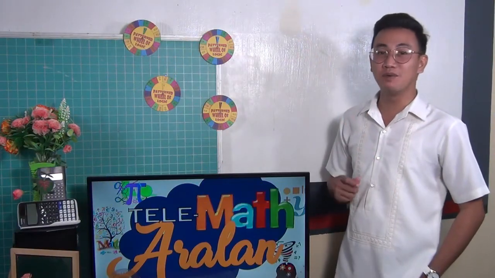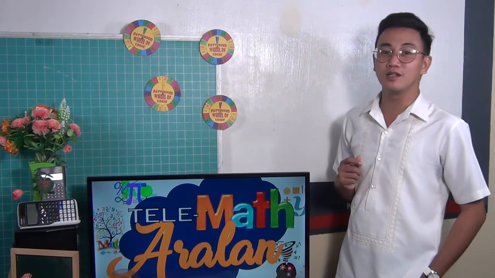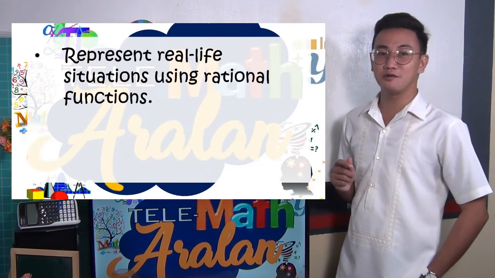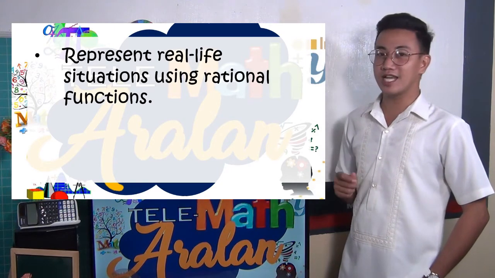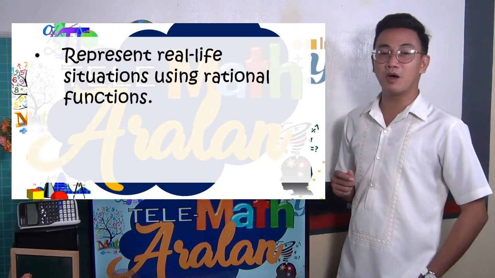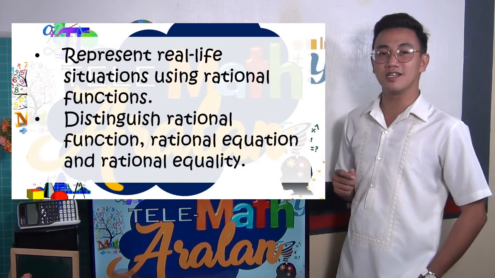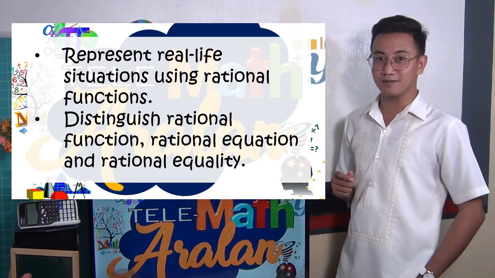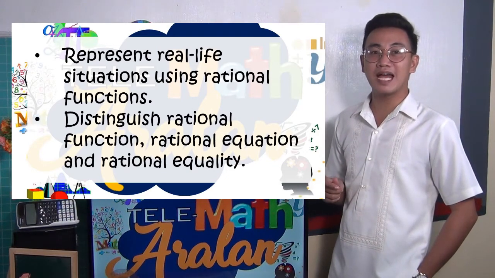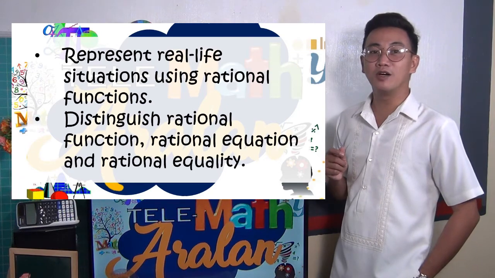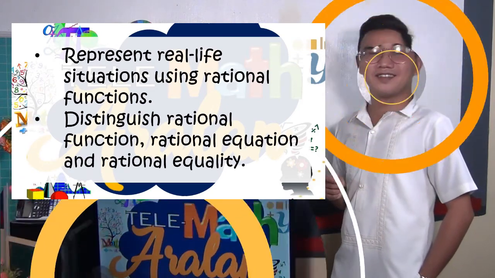This session is composed of two lessons. The first lesson tackles the continuation about representing real-life situations using rational functions. And the second lesson will delve about distinguishing rational function, rational equation, and rational inequality. It is assumed that you learners already grasp full understanding about functions which was discussed on the previous sessions.